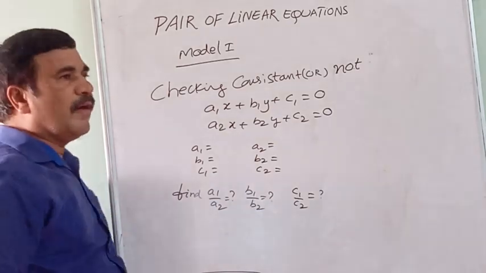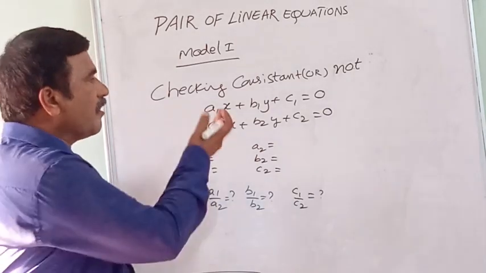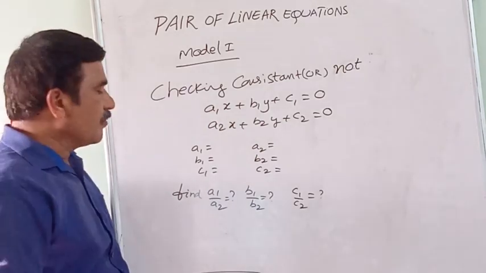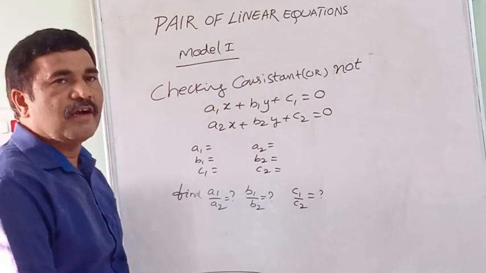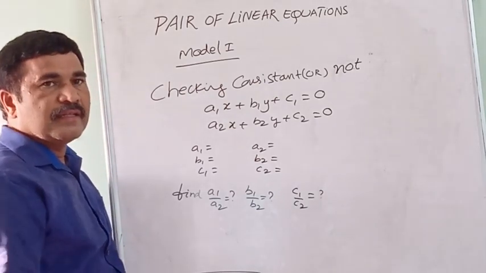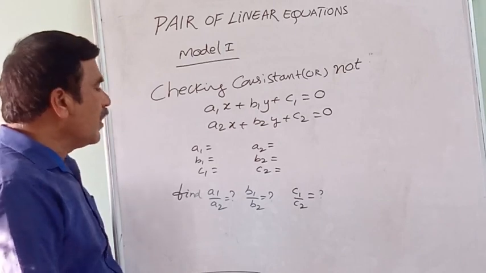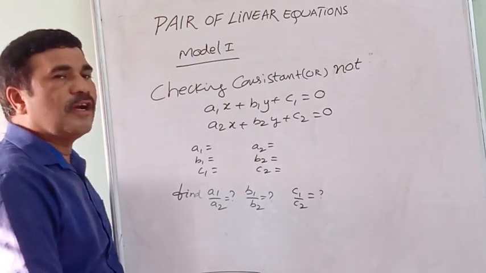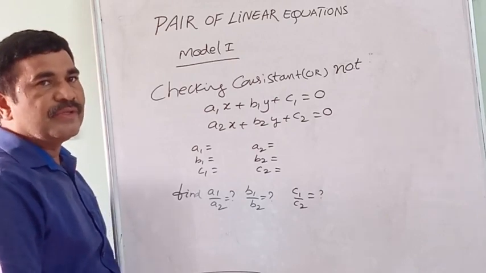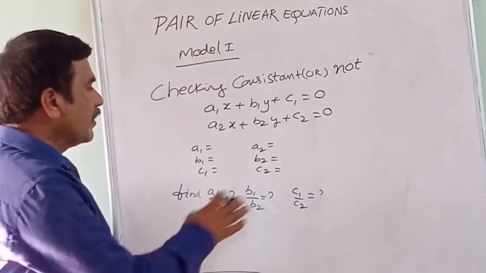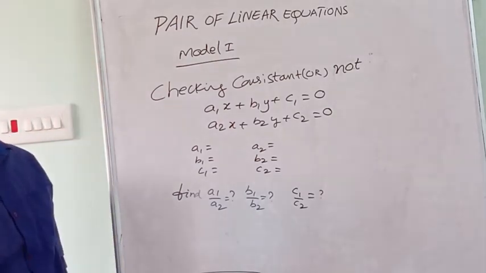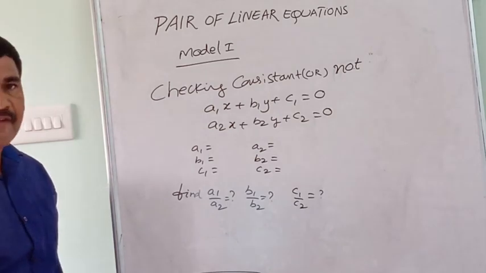If all are equal, the equations have infinite solutions and are consistent. If a1 by a2 is equal to b1 by b2 and not equal to c1 by c2, they are parallel and don't have solutions. If a1 by a2 is not equal to b1 by b2, then they have only one solution, they are intersecting and consistent. I'll give you an example.